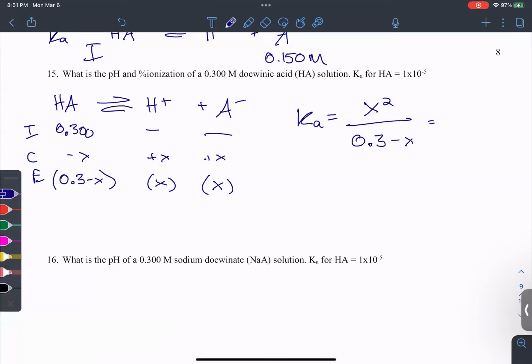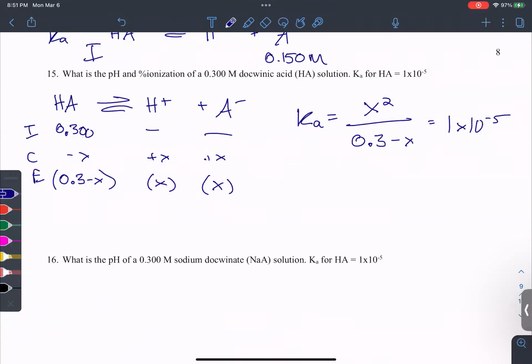How we built the Ka expression is literally exactly the same as the previous questions we did. So Ka equals X squared over initial concentration minus X, but the difference is here, we actually know what Ka is. It's 1 times 10 to the negative 5. So we are trying to solve for X. We're looking for an equilibrium concentration. So this is inherently harder. Do you want to do the quadratic?